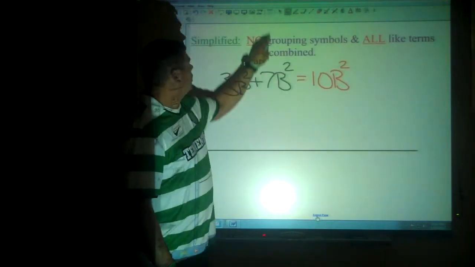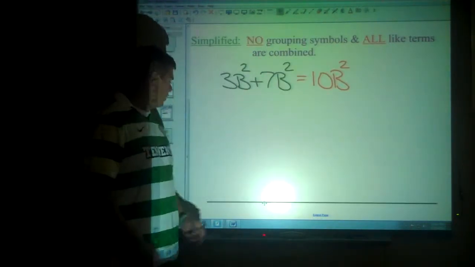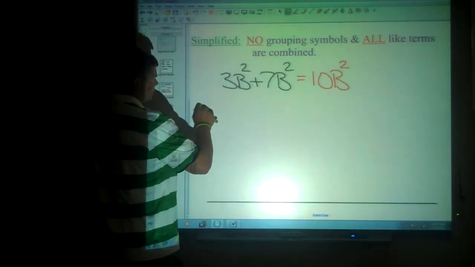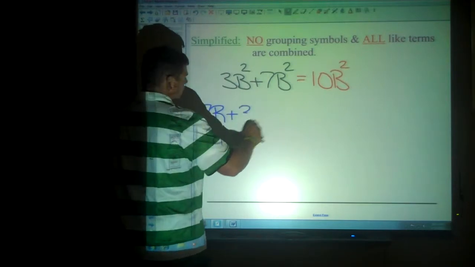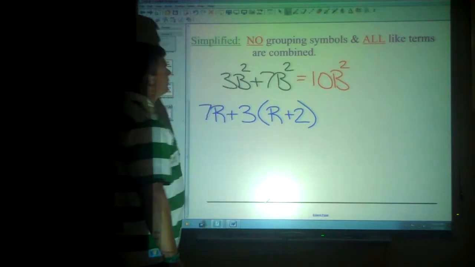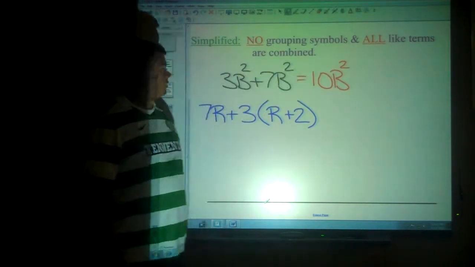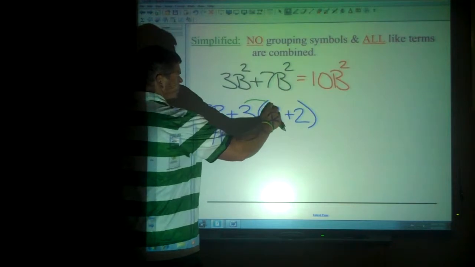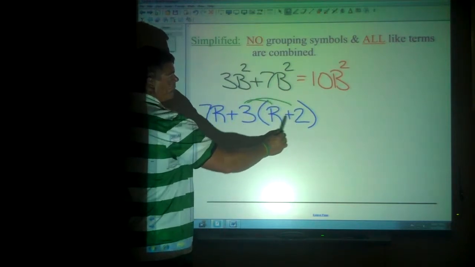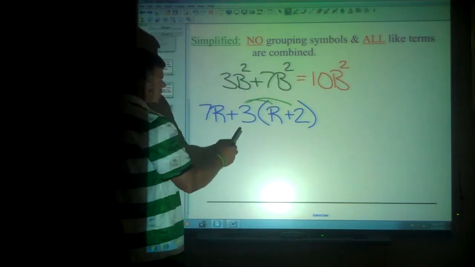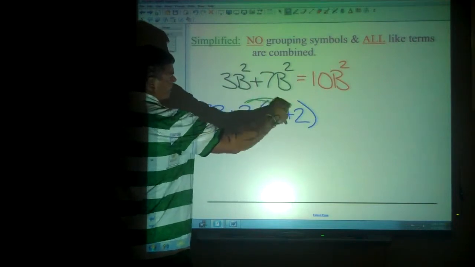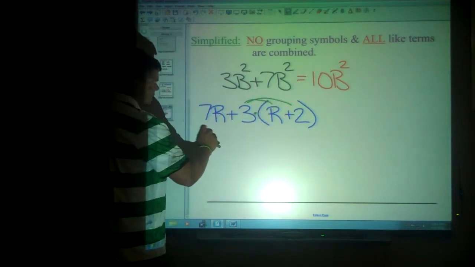Now if we want to see an example with the distributive property involved, getting rid of some grouping symbols, we could say, all right, let's say we have 7r plus 3 times (r plus 2). In order for something to be simplified, it can have no grouping symbols. So to get rid of the grouping symbols, I will use the distributive property. There are no like parts. R and 2 can't add together. They are not like parts. They don't have the same exponents. They don't have the same variables. These two cannot be added together. But I can use the distributive property to get rid of the brackets and the parentheses.